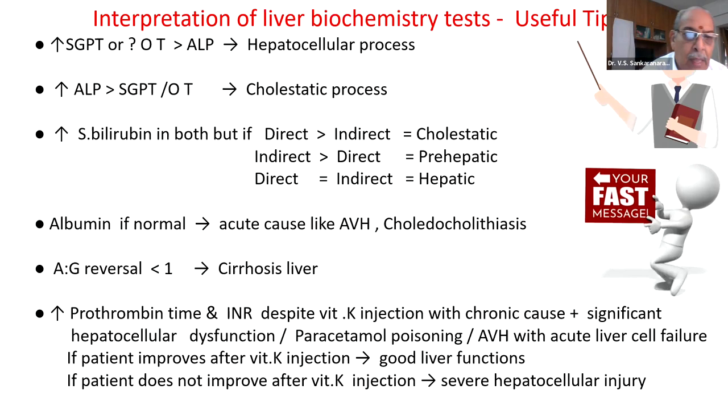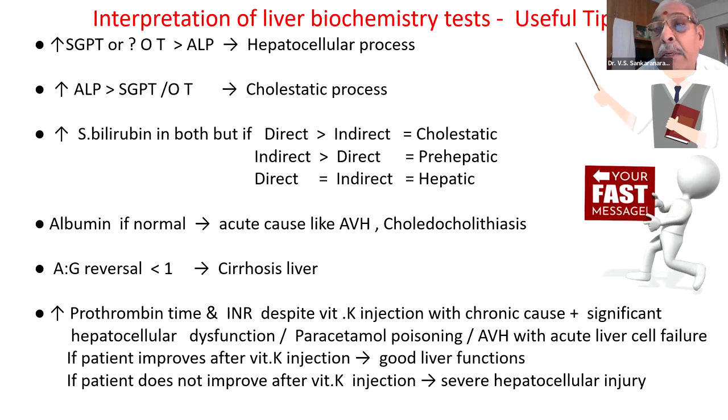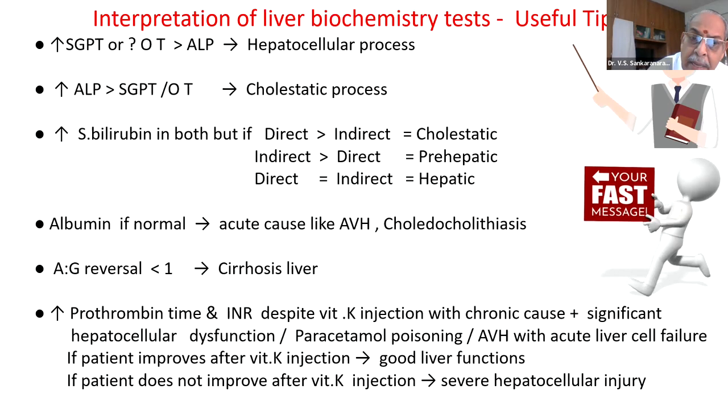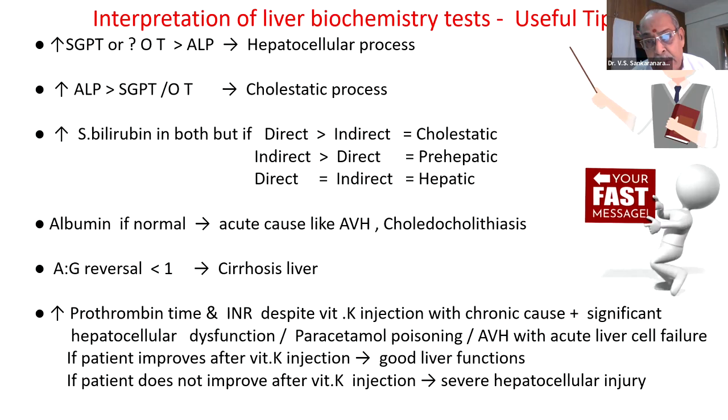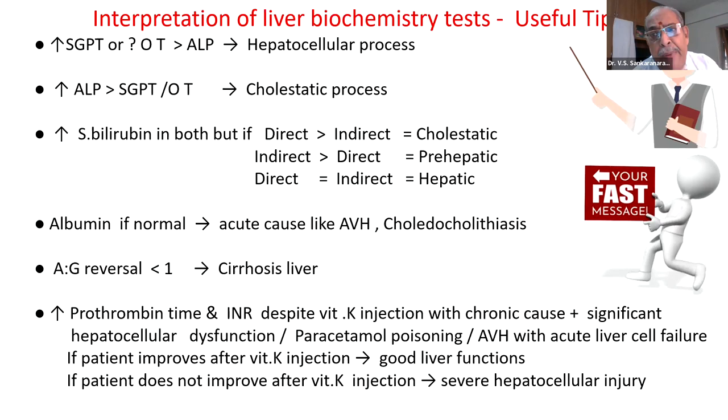Albumin, if normal, fine. It may be denoting acute viral hepatitis without liver cell failure or cholelithiasis. But if the AG reversal is less than 1, think of cirrhosis. Prothrombin time and INR: if prolonged in spite of giving vitamin K for 2 days in a chronic liver disease, it suggests hepatic dysfunction. Acute cases: paracetamol poisoning or acute viral hepatitis with liver cell failure. If the patient improves with vitamin K, good liver function. If the patient does not improve, poor, bad liver.